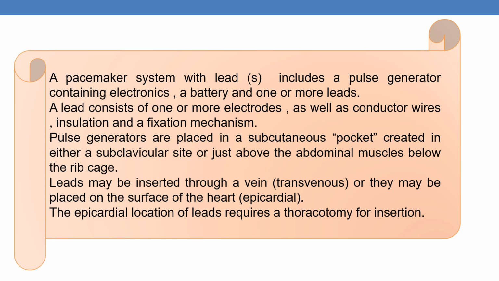A pacemaker system with lead includes a pulse generator containing electronics, a battery and one or more leads. And a lead consists of one or more electrodes as well as conductor wires, insulation and a fixation mechanism. The pulse generators are placed in a subcutaneous pocket created in either a subclavicular site or just above the abdominal muscles below the rib cage.